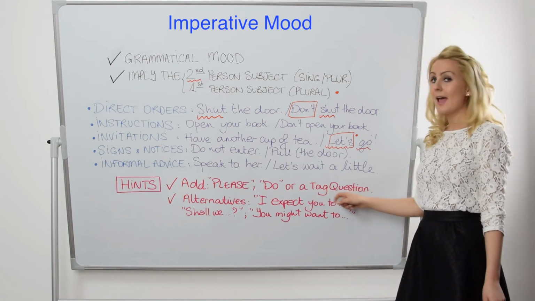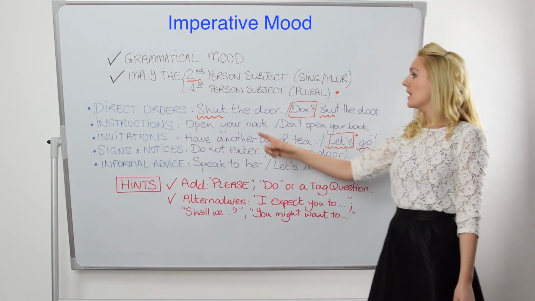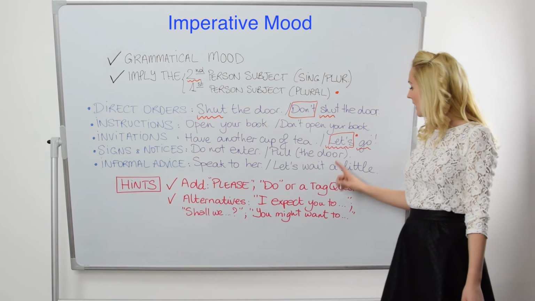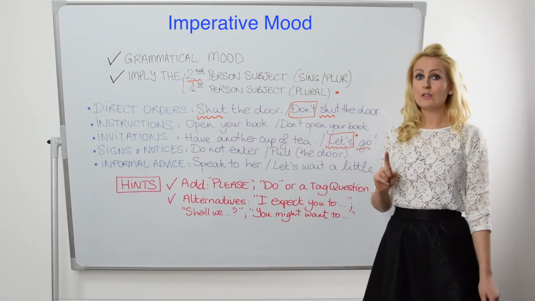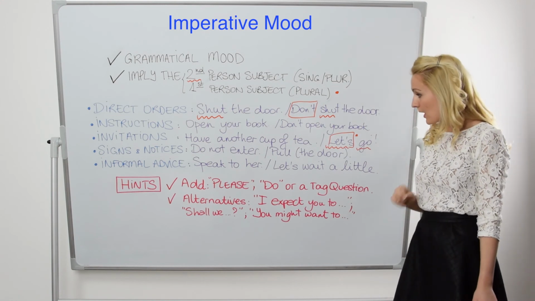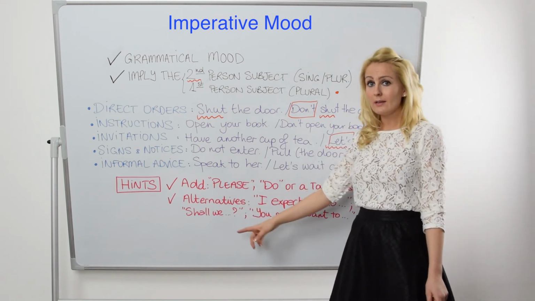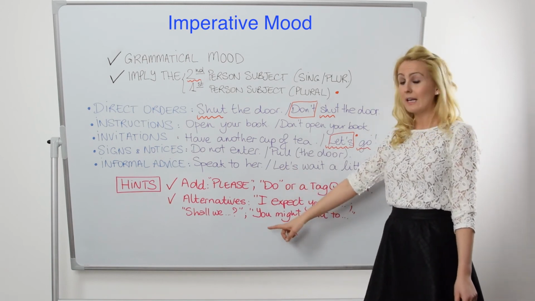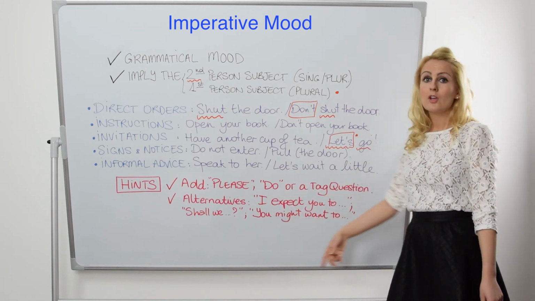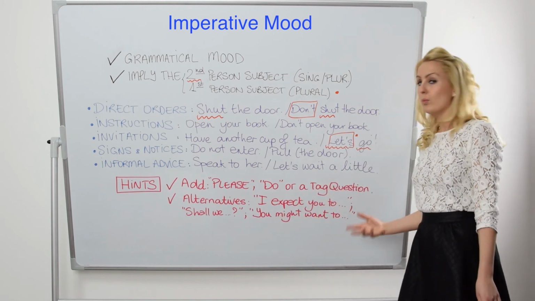Or you can also add a tag question at the end. So you could say, shut the door, will you? Let's go, shall we? So if that's too unfamiliar, don't forget to watch the video on tag questions. Or you can also resort to alternatives if you're not completely comfortable with this form yet. So you can just phrase it differently. I expect you to. Shall we? Or you might want to.